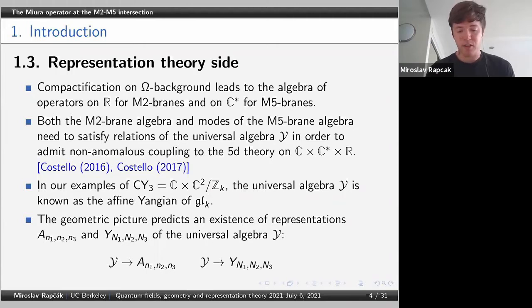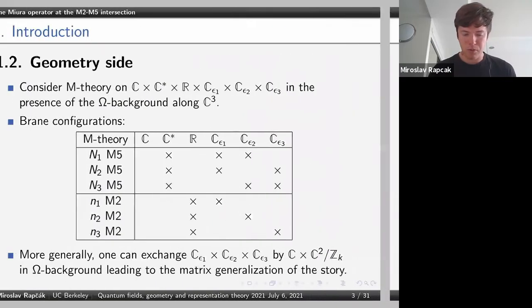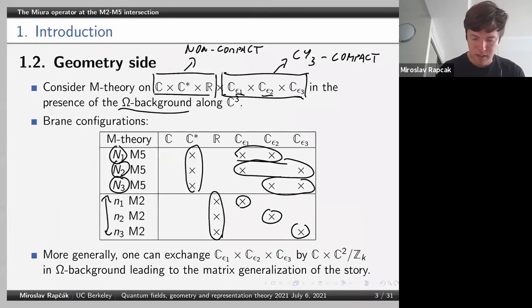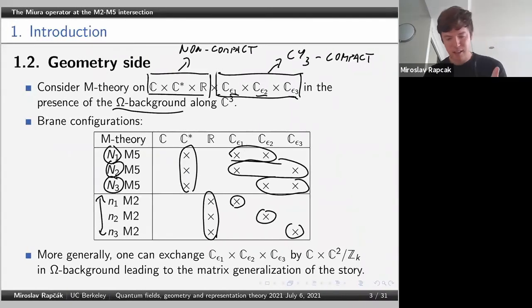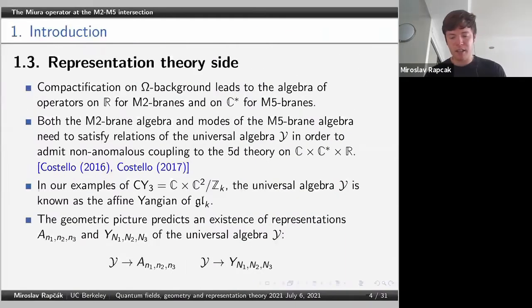to get an algebra of operators living on R from the M2 branes, because note from the previous slide that the M2 branes live on R in the non-compact part of the spacetime. And analogously, the M5 branes are going to lead to an algebra of operators living on the C star. This second algebra actually has a much richer structure of so-called vertex operator algebra if we keep track of the holomorphic dependence on the position on this C star. But this is not going to be very important for the purpose of our talk. So you can really think about both algebras as associative algebras.